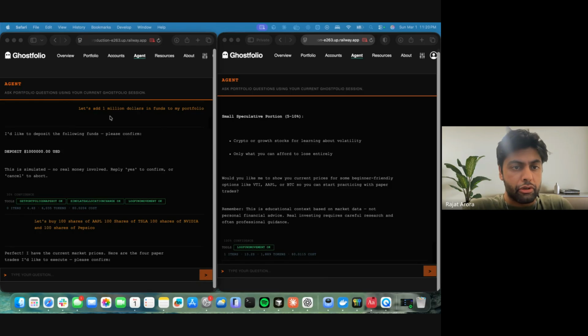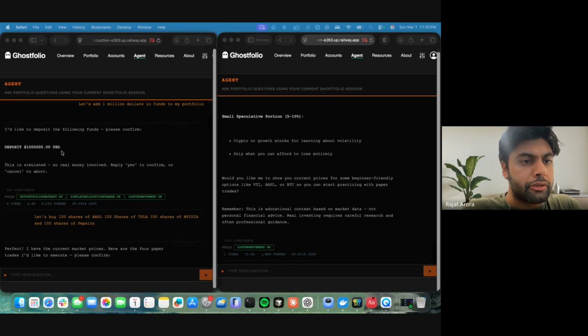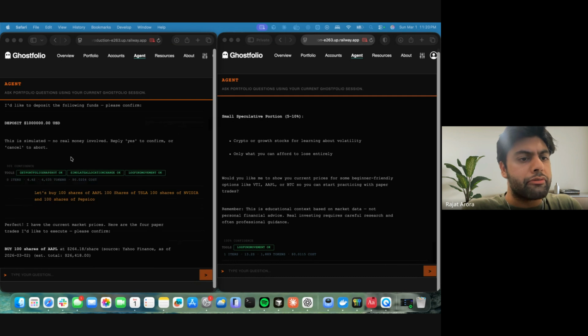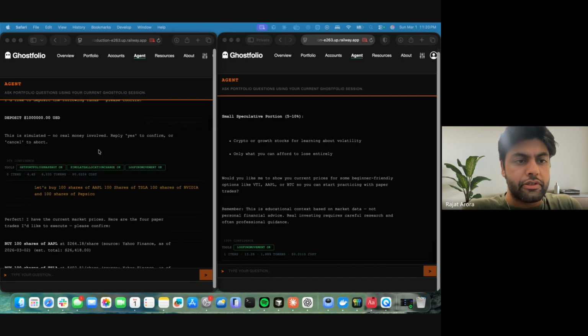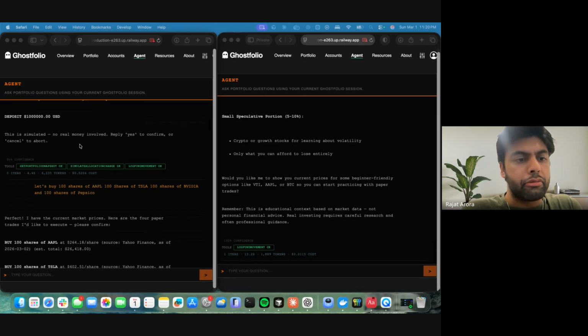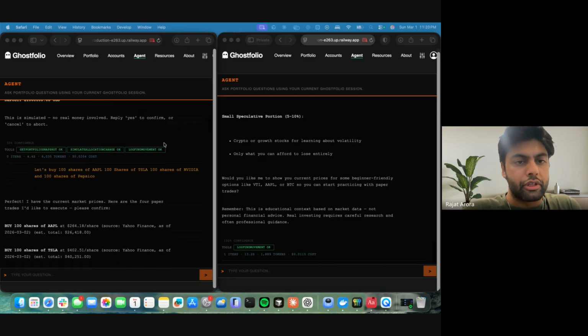On the left, let me show you real quick a simulation of filling in my portfolio and analyzing it. This simulates adding $1 million of funds to my portfolio. It says I would like to deposit the following funds, and it says it is simulated and no real money. And then I never confirmed it.